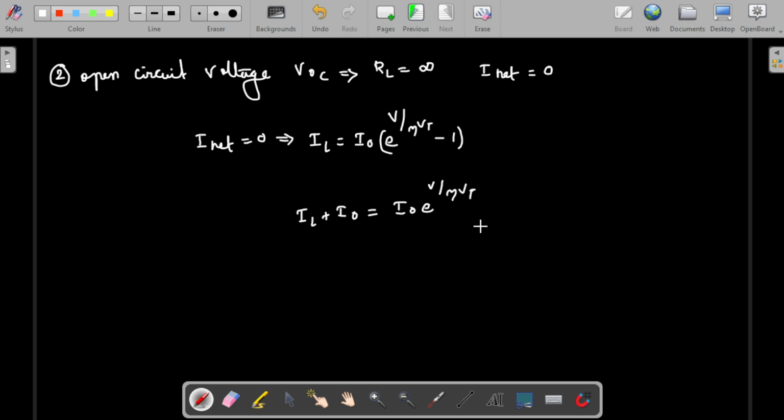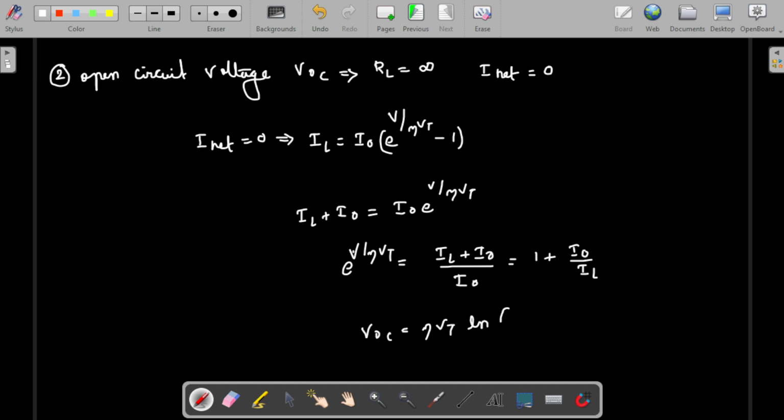So this IL plus I naught can be divided by I naught. Then e power V divided by eta Vt is equal to IL plus I naught divided by I naught, which is 1 plus IL divided by I naught. If we take ln over this, VOC will be equal to eta Vt ln of 1 plus IL divided by I naught. I think I made a mistake here, so it is IL divided by I naught.